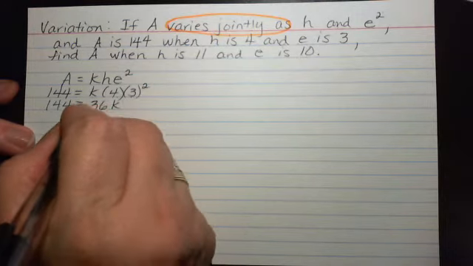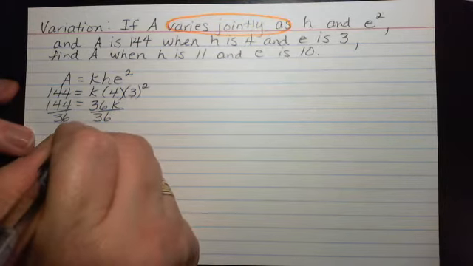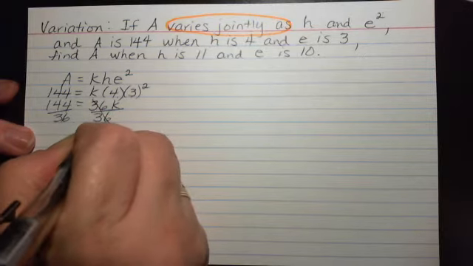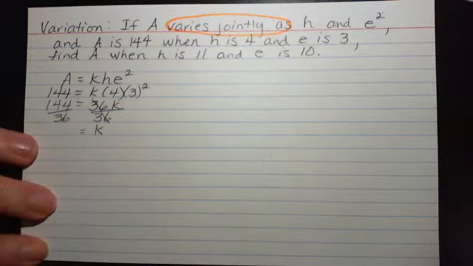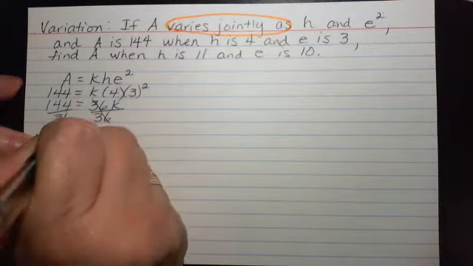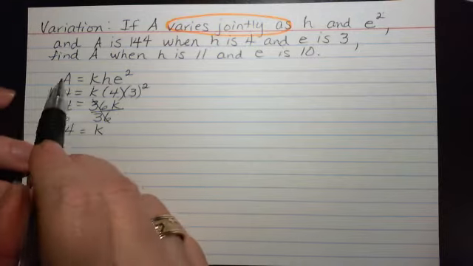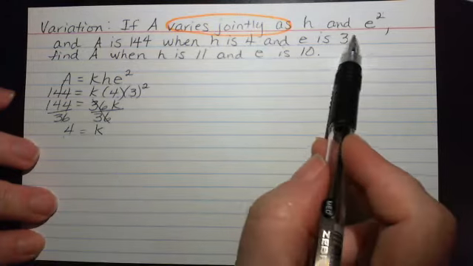And now we need to divide both sides by 36. And we get k is equal to 144 divided by 36, which is 4. Okay, that's part 1. So we translated, we substituted values, and we solved for k. Part 2 picks up here.